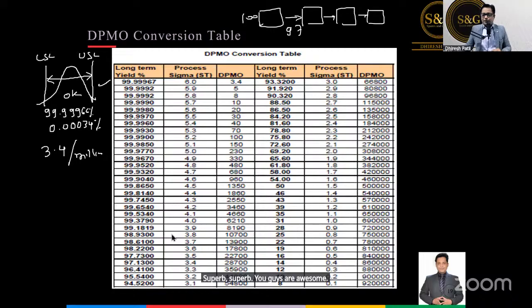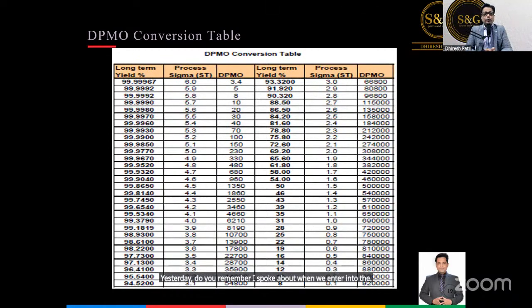Okay. So this was the process capability. Yesterday, do you remember I spoke about when we enter into the analysis phase, there are two doors there? How many of you remember? Type in the chat box. What are those two doors? One is the lean door and another the Six Sigma door. You remember the names of those doors? Type in the chat box. Very good, very nice, superb. Correct. Process door and data door, absolutely right.